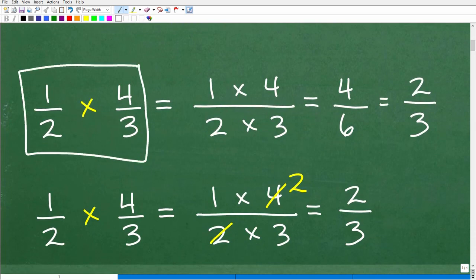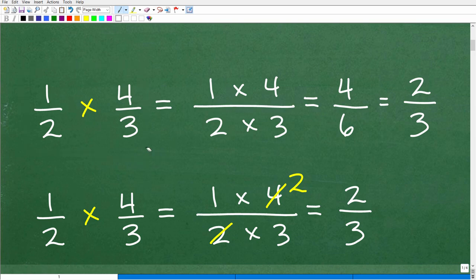1/2 times 4/3. So how do you multiply fractions? Well, here is the deal. It is super easy. What you're going to do is multiply the respective numerators. The numerator is the top number. Basically, you're just going to multiply across. So here we have 1/2 times 4/3. The numerators are 1 and 4, so we're going to multiply across.